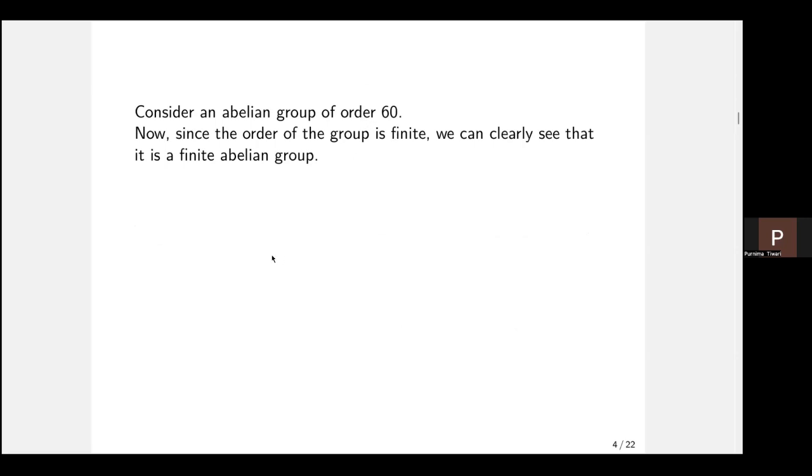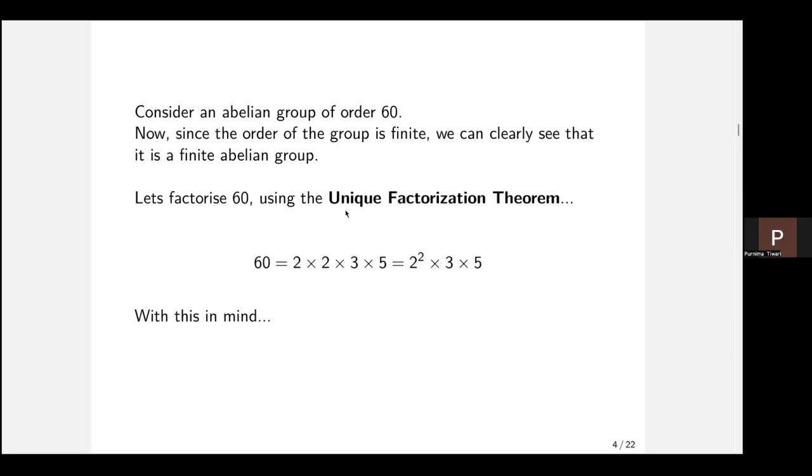Basically, an abelian group means a group such that every element of the group will commute with every other element of the group. Let's consider a group of order 60. Since the order of the group is finite, we can clearly see that it is a finite abelian group. And when factorizing 60 using the unique factorization theorem, we end up with the factors as 2 into 2 into 3 into 5. And we get 2 square into 3 into 5.